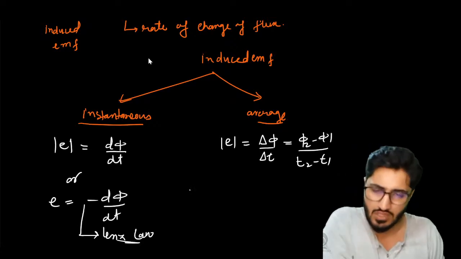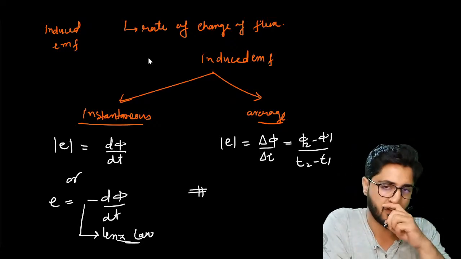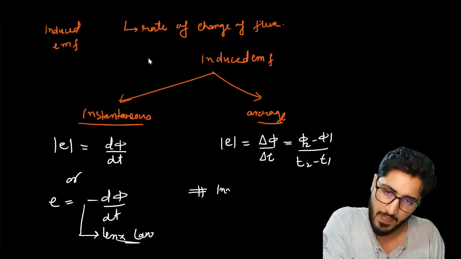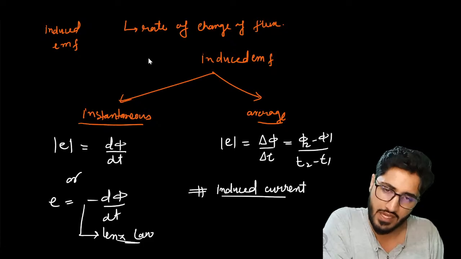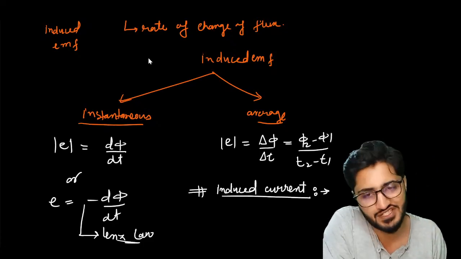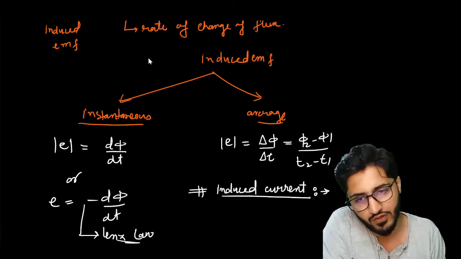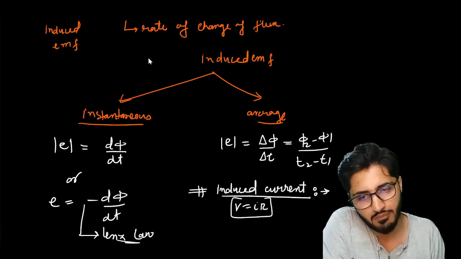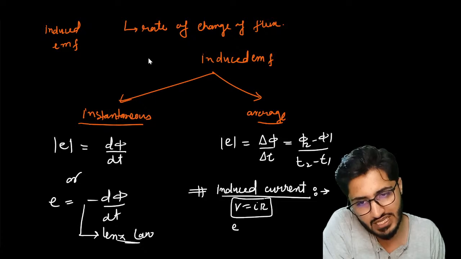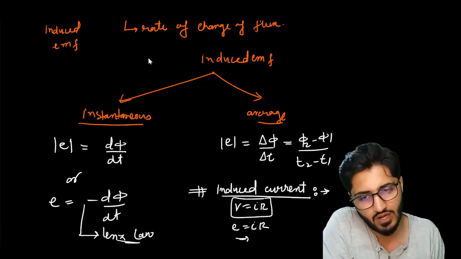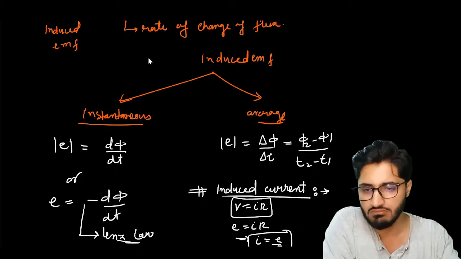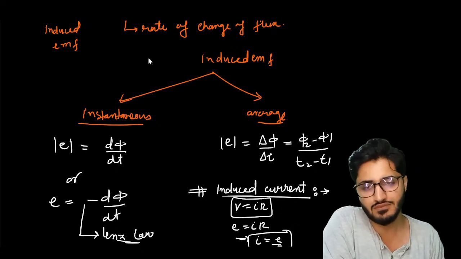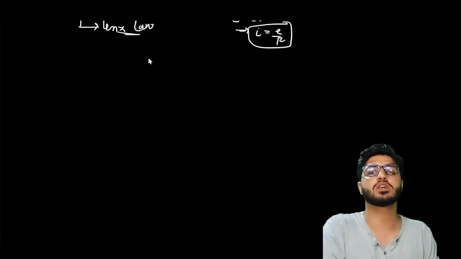Very easy, no? So now one more thing that we will conclude in this topic, that is induced current. If my wire is there, if potential difference is there, we will get a current. And we know that V equals IR. But here, instead of V, I will write E, and so I equals E by R. This is the equation of my induced current. Okay, if this is clear to you, let us do a numerical.